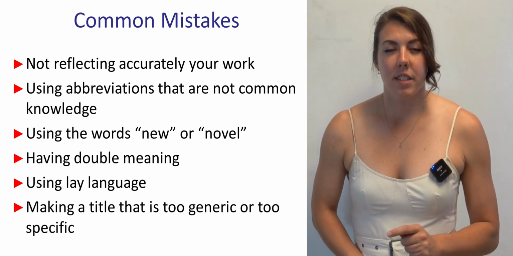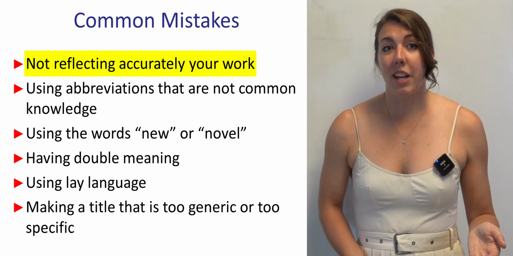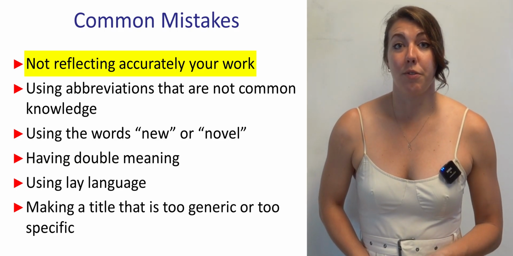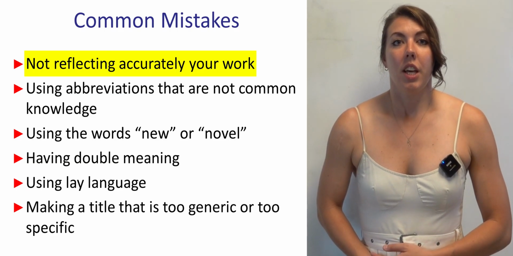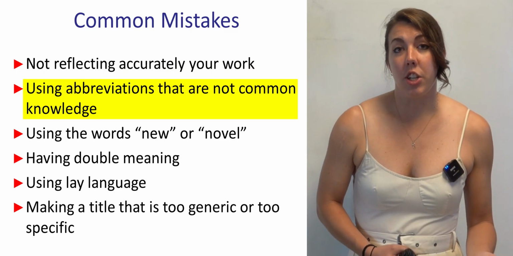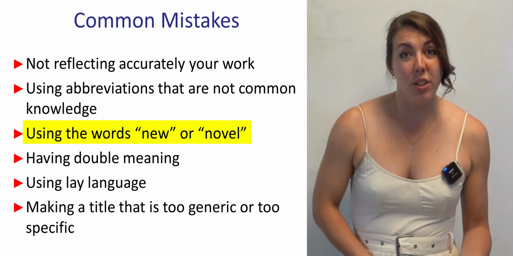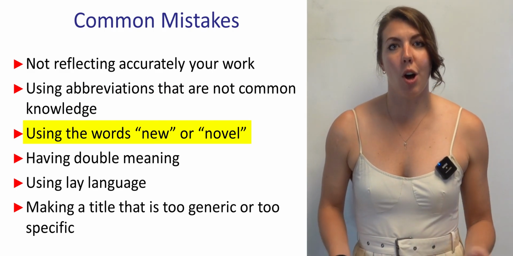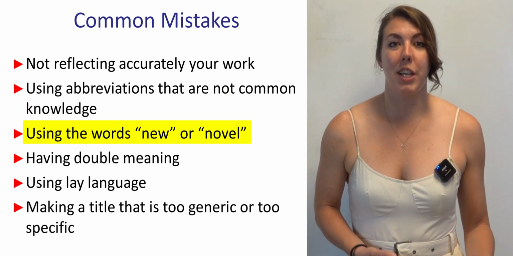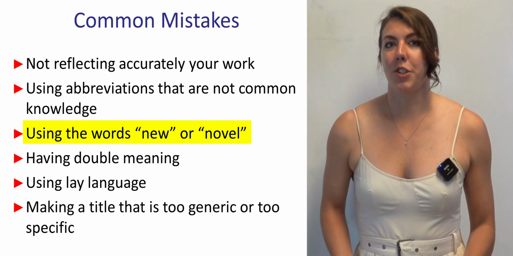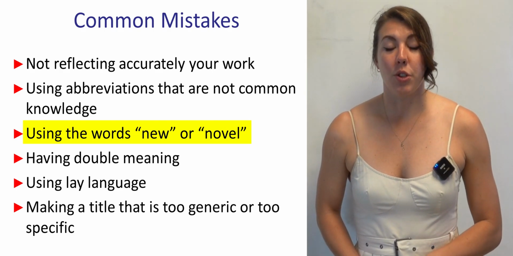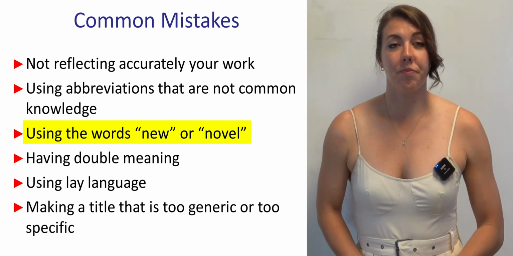Some common mistakes. So writing in the title something that's not an accurate reflection of your work is a big mistake. You don't want to use abbreviations or uncommon words. You don't want to use the words novel or new in your title. All published papers that are not surveys or reviews are novel by definition, otherwise nobody would be publishing them, so you don't want to use these words in your title.